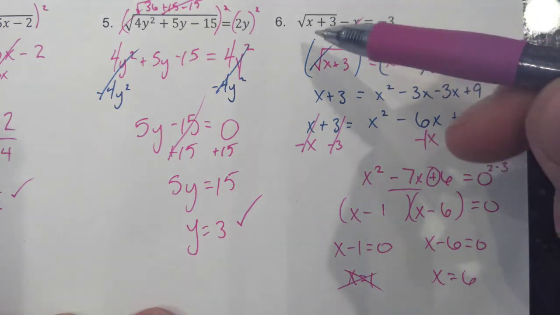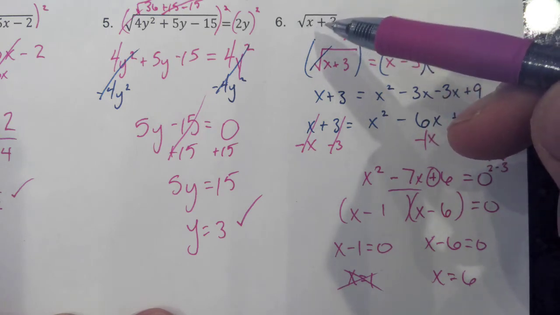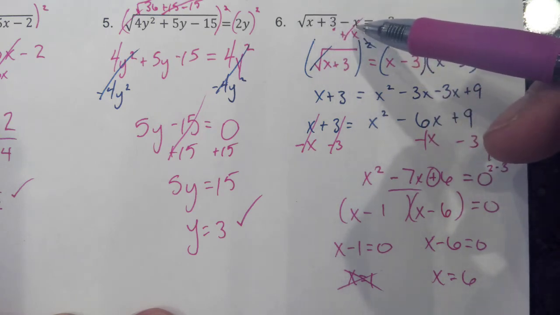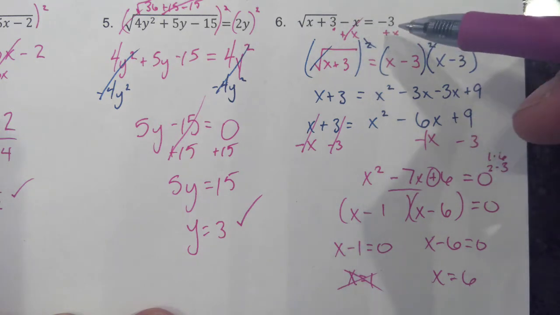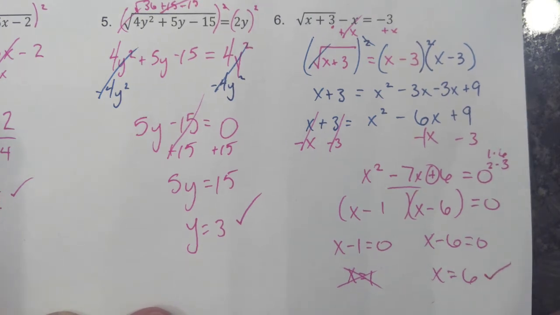Let's try 6. What's 6 plus 3? 9. What's the square root of 9? 3. What's 3 minus 6? 3 minus 6 is negative 3. What's it supposed to be? Negative 3. This one checked. So we got one solution out of the 2 possible solutions. So x is 6.